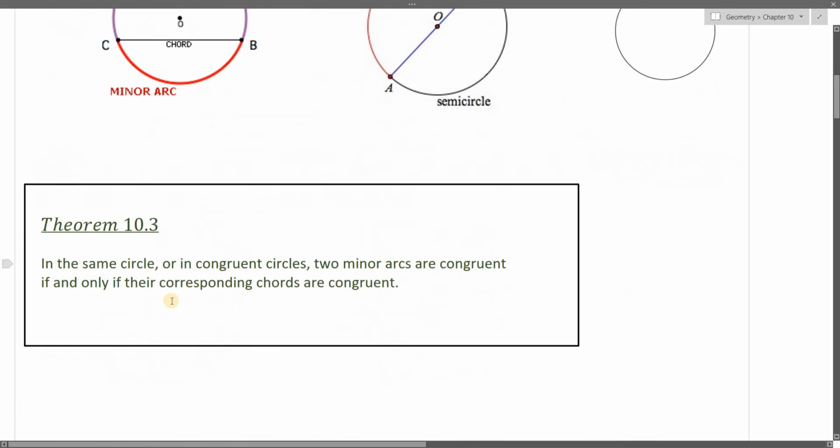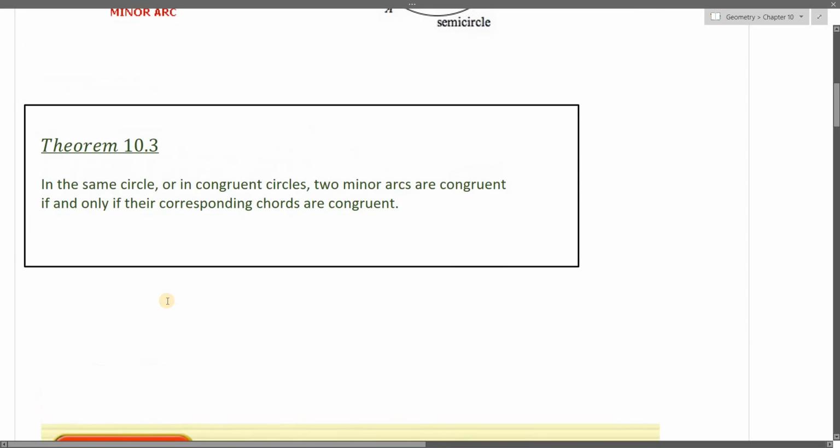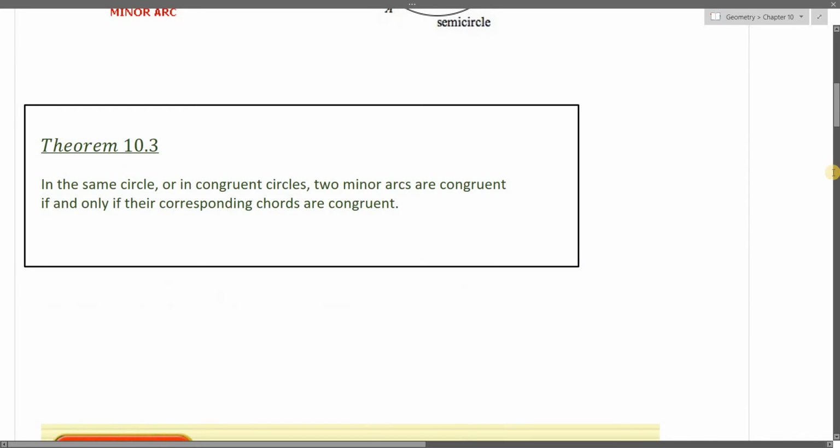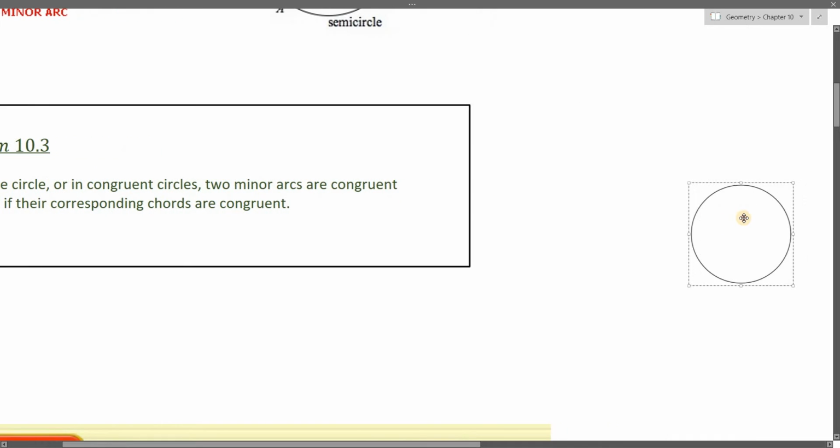So there's that. We're going down here. 10.3. So in the same circle, what we're saying is, if you have a circle, I'm again going over here, getting my stencil. Bring my circle in.